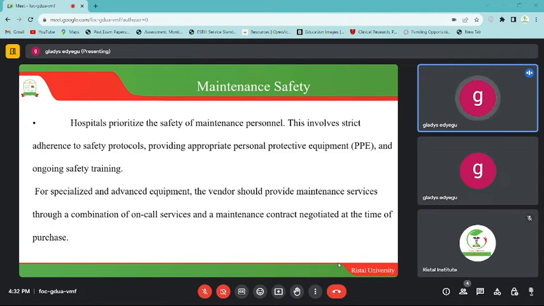So this involves a strict adherence to safety protocols. In most cases, even during the time of maintaining or repairing the infrastructures, we have different protocols that we are supposed to follow for safety. So they have to really adhere to them so that they can be safe during the time of maintenance. Then providing appropriate personal protective equipment, they need to protect themselves. So when they are providing these services, you also have to consider their safety. So they need to put on those personal protective equipments.